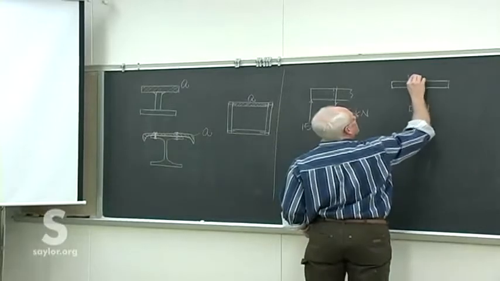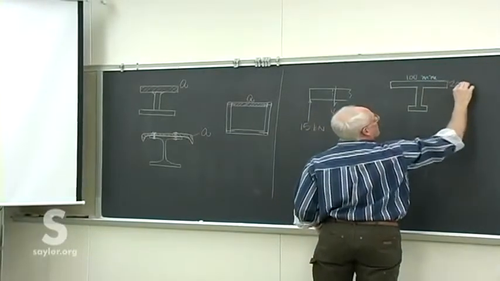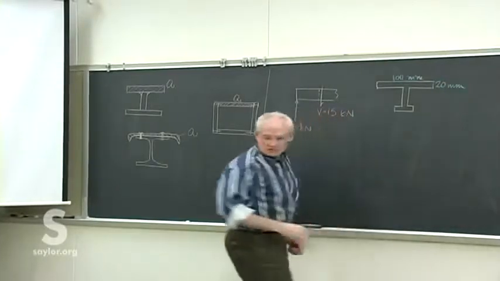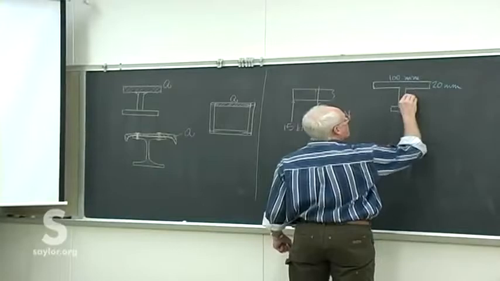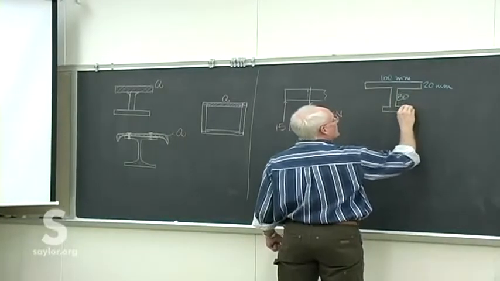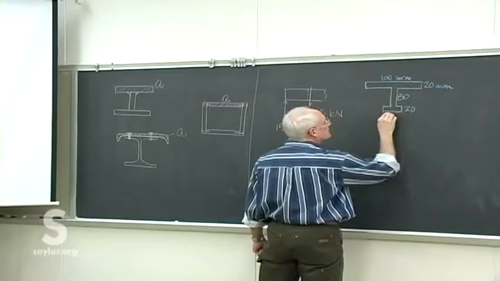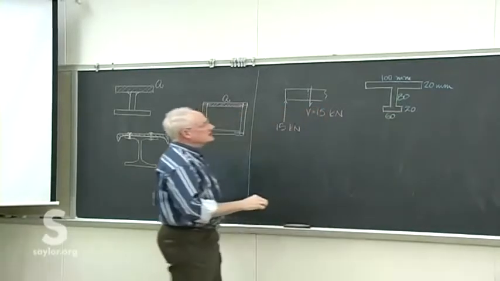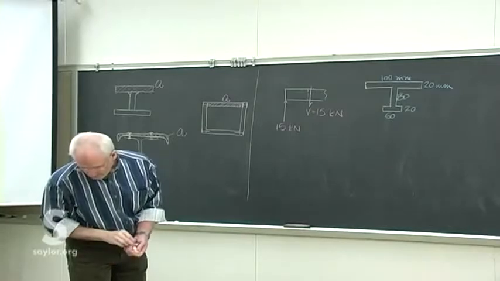100 millimeters. 20 millimeters there. 80 down the web. 20 on that little bottom flange. And 60 across the bottom of the T.